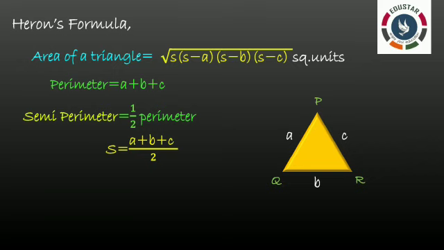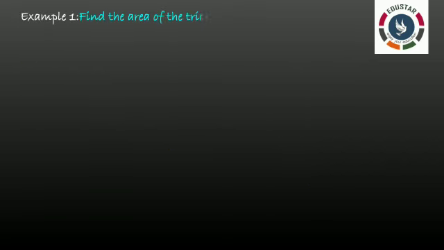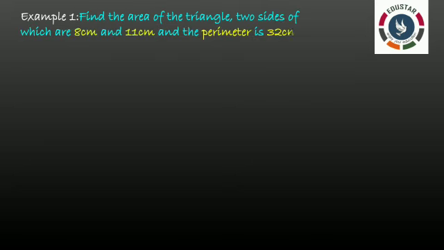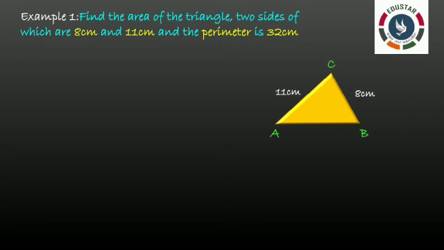Example 1 of your NCERT book, chapter number 12. Find the area of a triangle, two sides of which are 8 cm and 11 cm and its perimeter is 32 centimeter. Now, what have they given, guys? They have given a triangle and only two sides are given, and the perimeter is equal to 32 centimeter. So, let us consider the two sides as A and B. A is equal to 8 centimeter and B is equal to 11 centimeter.